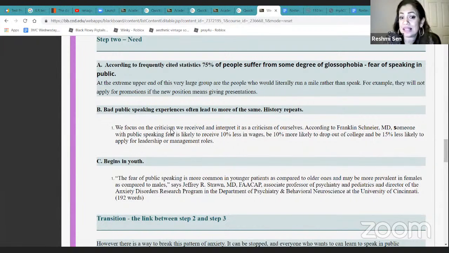And the fear actually starts in youth. I cite a professor of psychiatry and pediatrics, and I throw in a bunch of sources here to make my point. So basically, I tell my audience that the fear begins very early on. It's kind of like a cyclical experience. One bad experience takes you to another, and it becomes a cycle until you really feel that you're not good at public speaking.